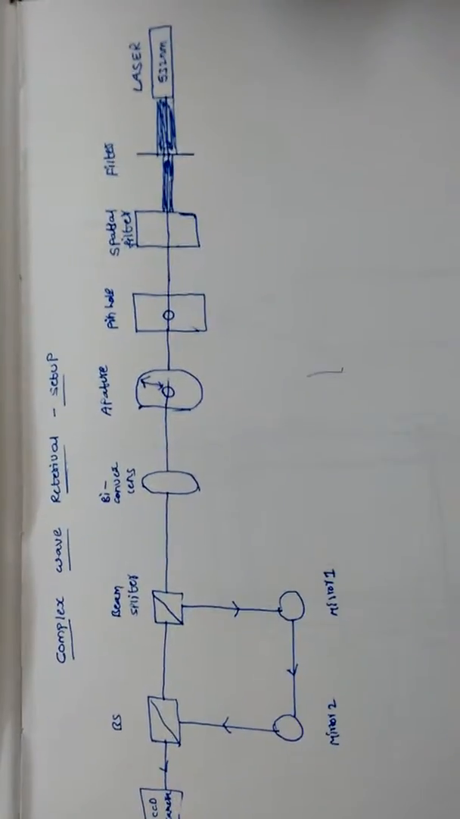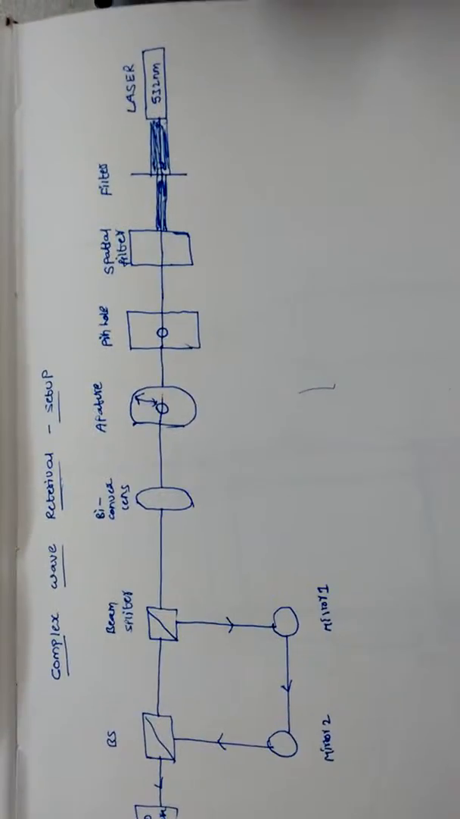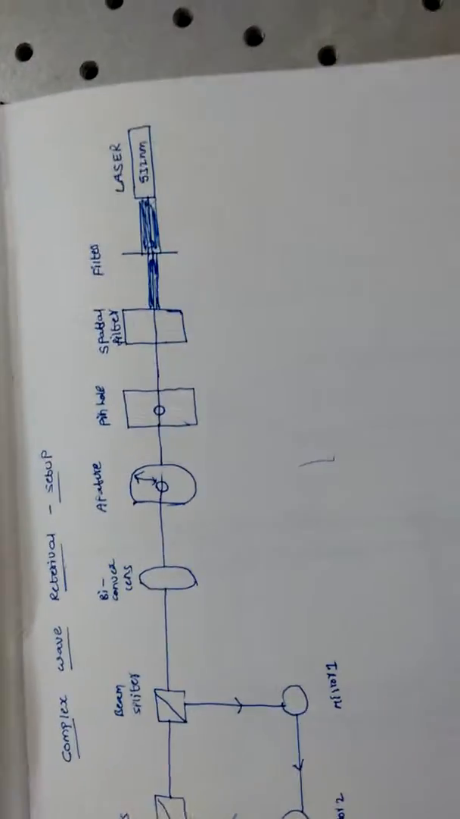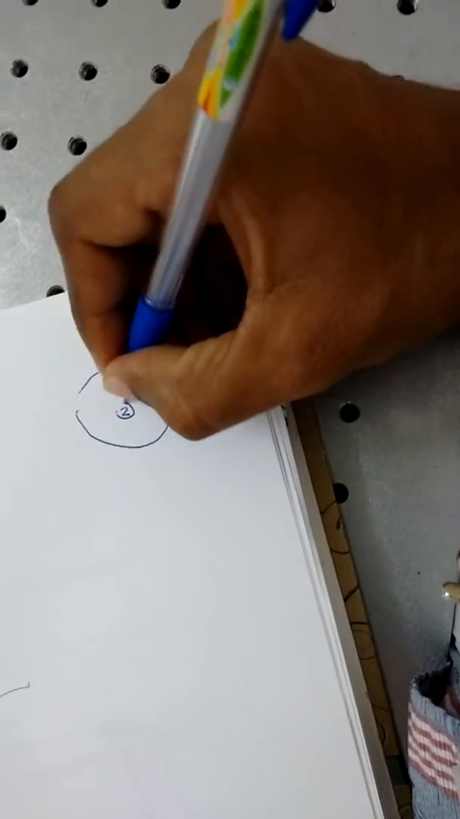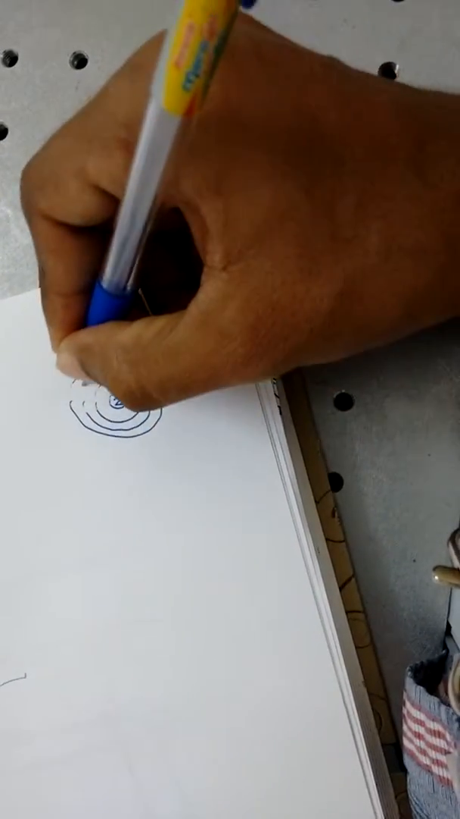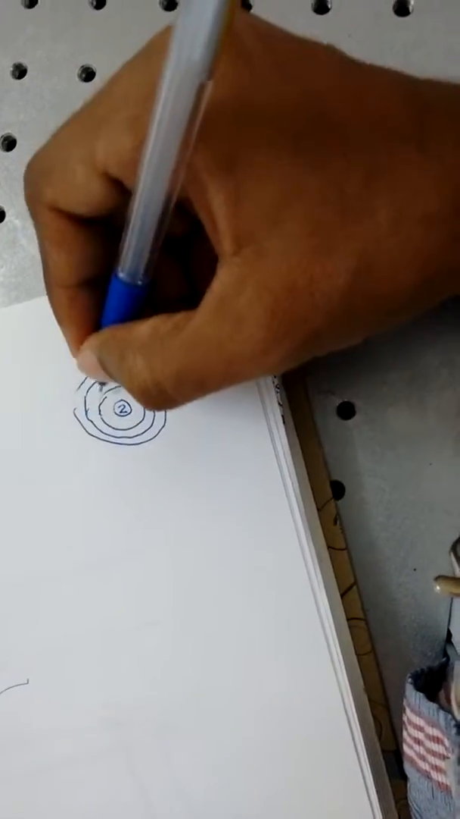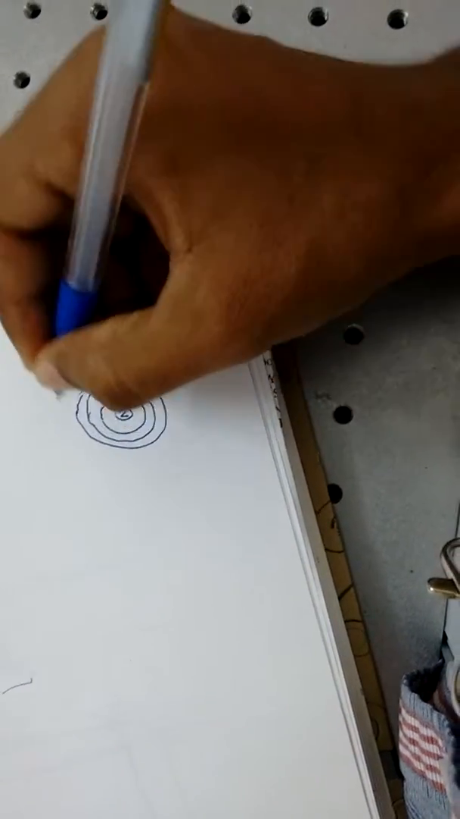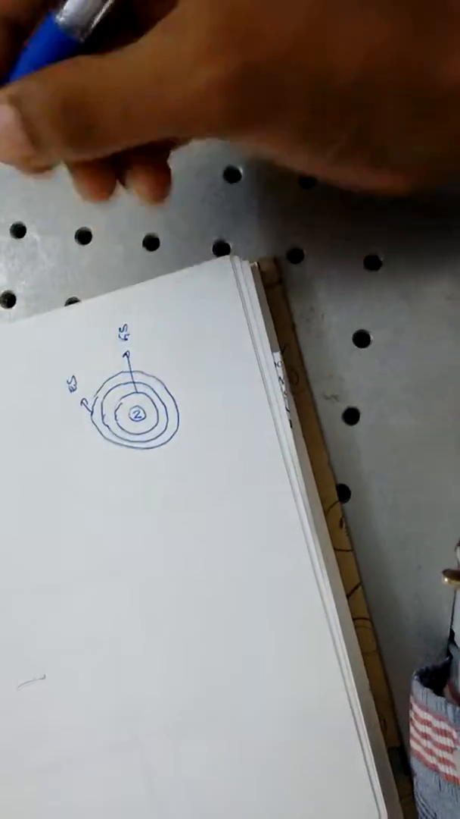Laser is nothing but light amplification by stimulated emission of radiation. Let us see briefly how stimulated emission happens in a laser. So consider an atom which consists of a nucleus, and these are the orbits. Suppose we can assume this is the ground state and this is the excitation state.